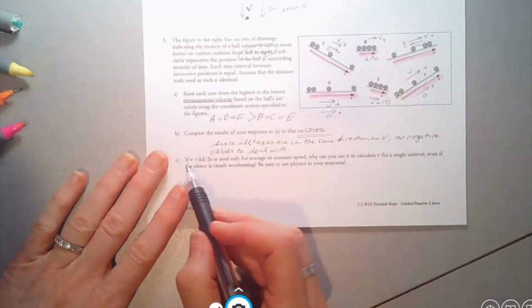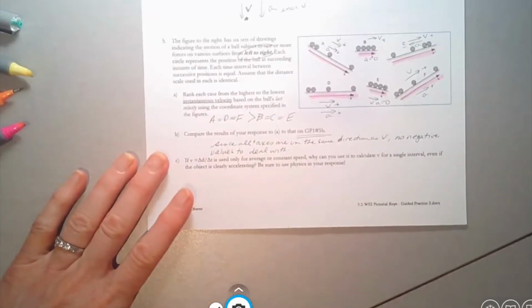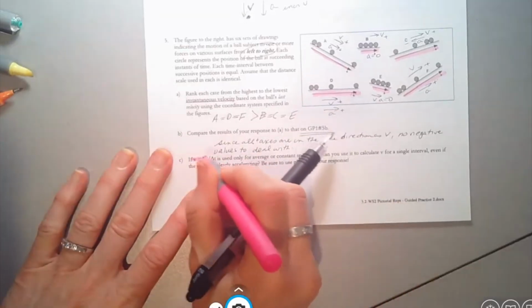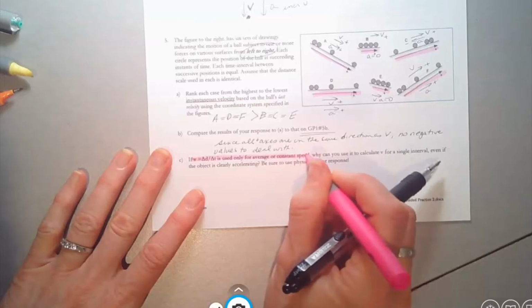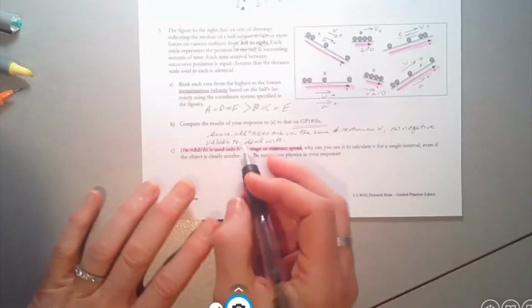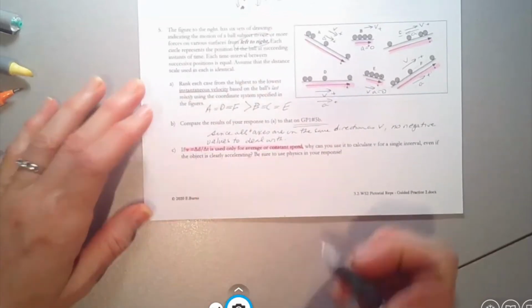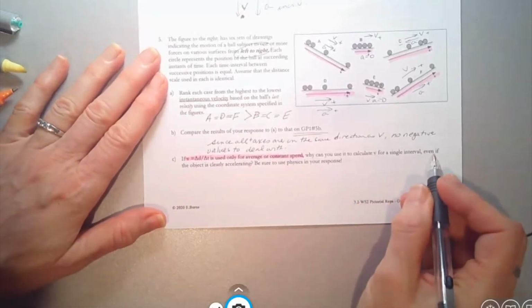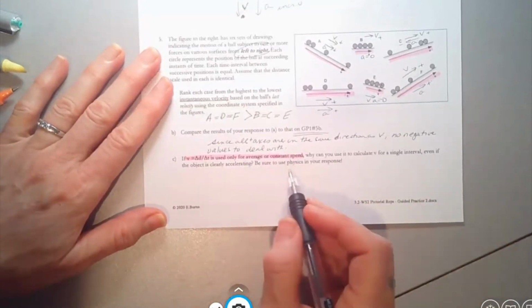Okay, v equals delta d over delta t is used only for average or constant speed. This is a rule, and it's something that you should know. I recommend putting it on your Quizlet or your flashcards. Why can you use it to calculate delta d for a single interval, even if the object is clearly accelerating?